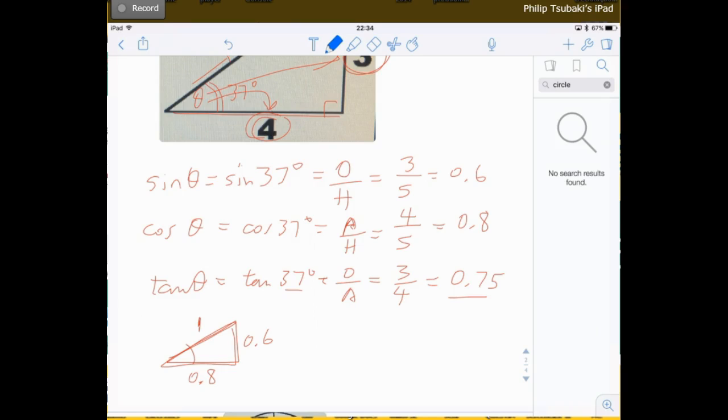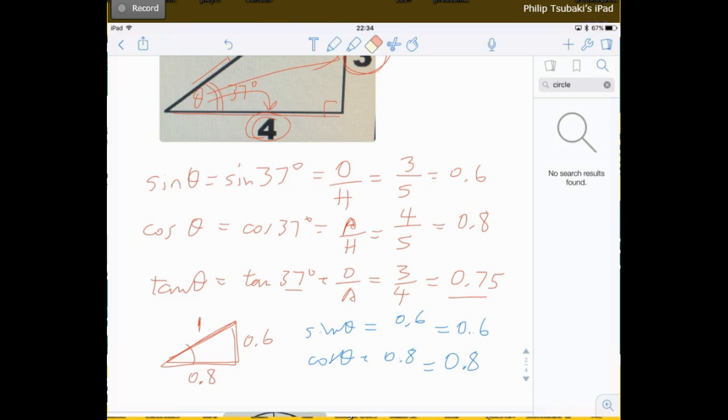Okay. Now do you see that since I have the hypotenuse equal to 1, if I was going to do the sine of this angle, I would put 0.6 over 1, which is just 0.6. And if I was going to do the cosine, I would do 0.8 over 1, which is just equal to 0.8. I don't need to divide by the hypotenuse because the hypotenuse is 1. That makes it a lot easier, doesn't it?